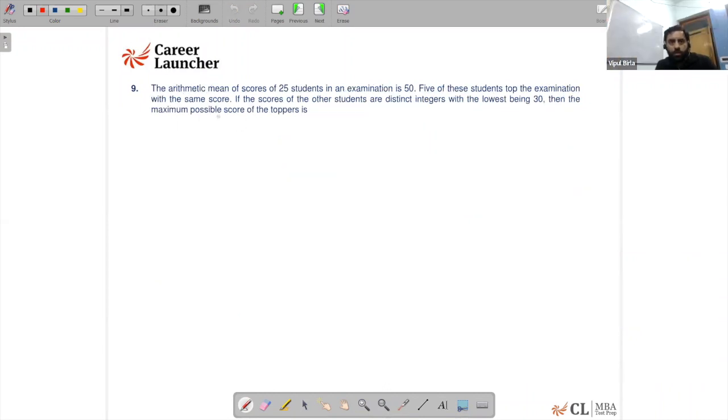Right. Look at question number 9. It says the arithmetic mean of scores of 25 students in an examination is 50. So that means the arithmetic mean is given as 50. So the sum of those numbers is going to be 25 into 50, which is 1250.